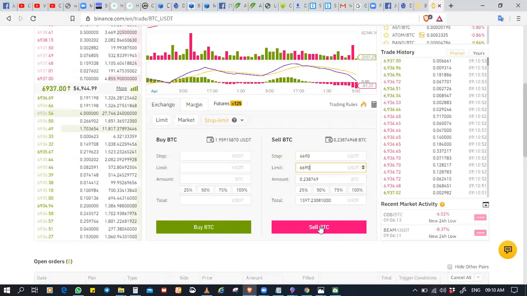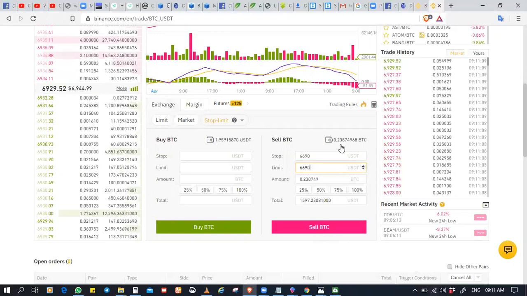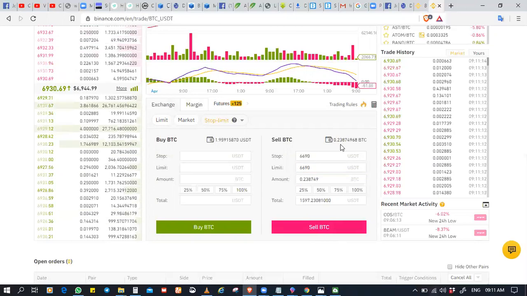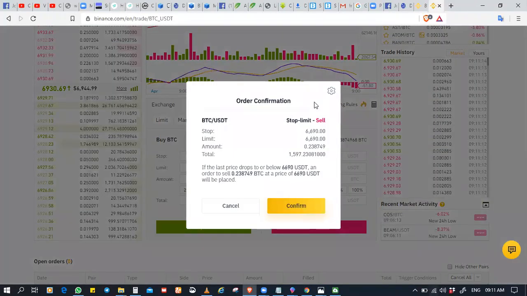So if I click on sell, it means when the market hits this price, 6690, it will move my money, my Bitcoin, to USDT. So I click on sell BTC. Now there's going to be a pop-up. All right, there'll be a pop-up. And this is the pop-up.